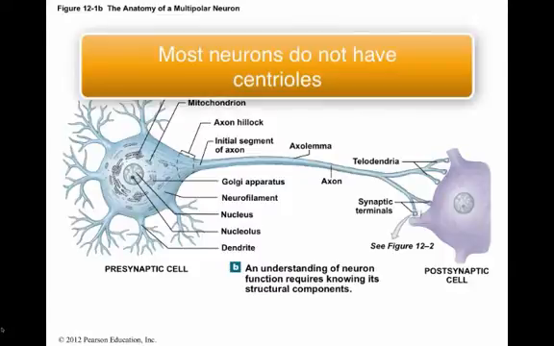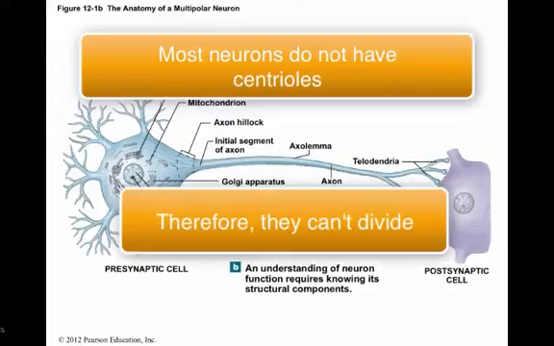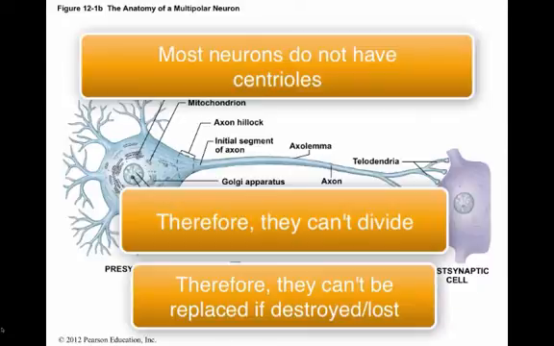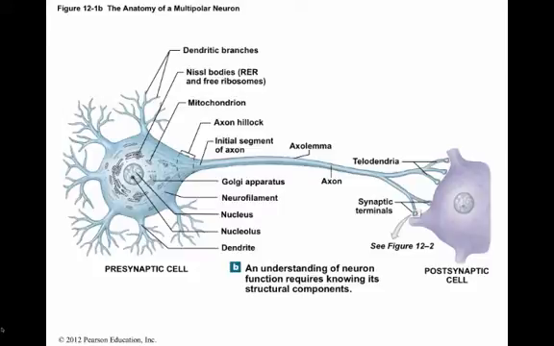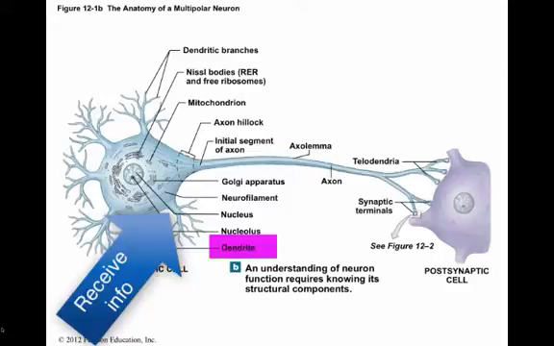Most cells have centrioles, the organelles needed for the formation of the spindle apparatus in mitosis. Neurons lack them, so neurons can't divide. Therefore, if a neuron is lost to injury or disease, it can't be replaced. The slender extensions off the cell body are called dendrites. Dendrites receive information from other neurons.